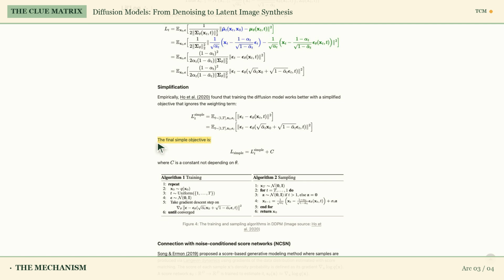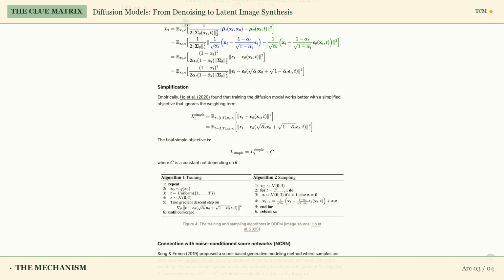This leads to an important connection with noise conditioned score networks, NCSN. While they seem different on the surface, DDPMs can be shown to be closely related to score-based generative models. They are essentially performing score matching. We haven't covered score matching, but it sounds like finding the direction to clean up noise, or figuring out how probability density changes.